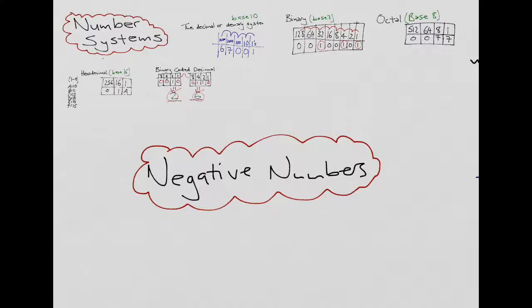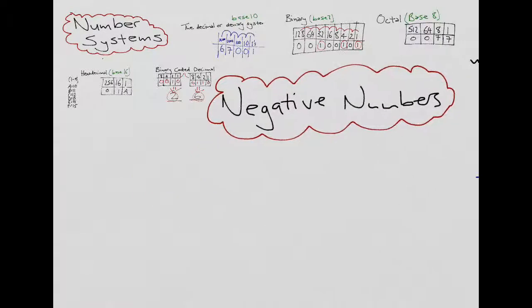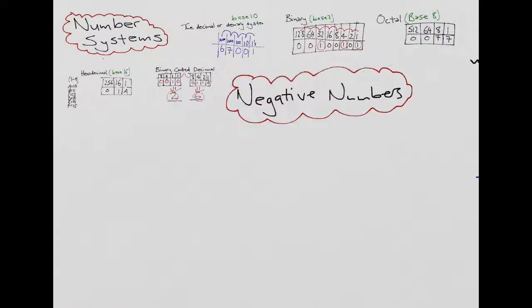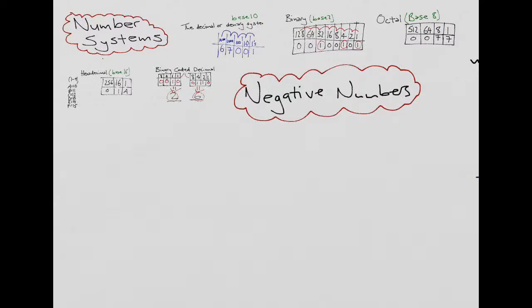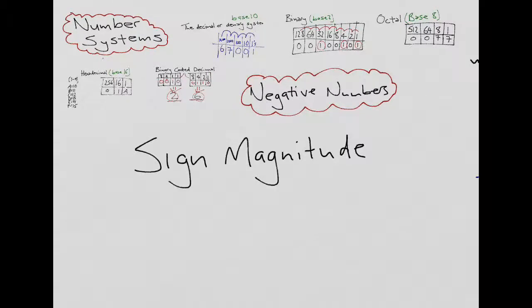We're now going to look at two different methods of representing negative numbers. The two we need to be aware of are the sign magnitude method and the 2's complement method. First of all, we're going to look at sign magnitude, and this works pretty similar to binary. It's increasing by the power of 2. So it's 1, 2, 4, 8, 16, 32, 64.